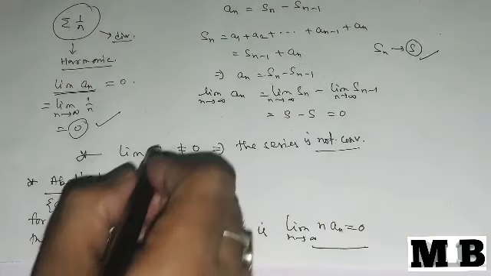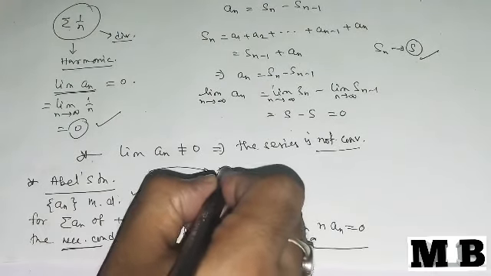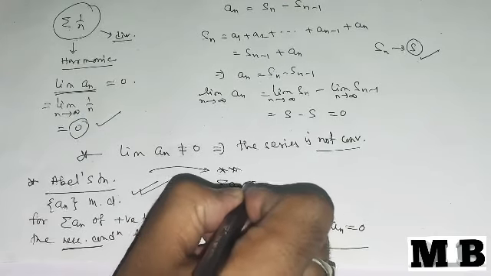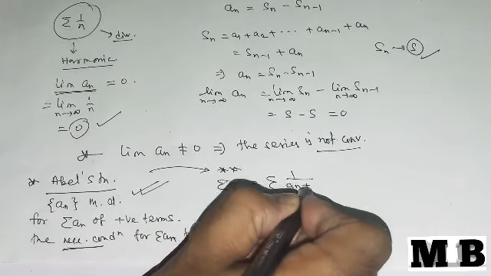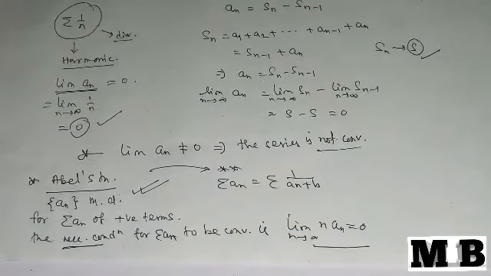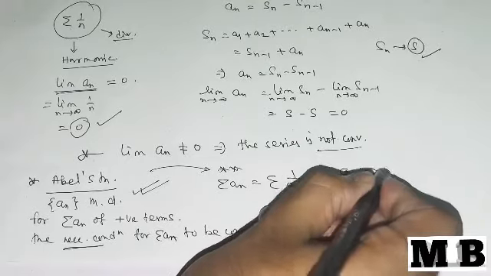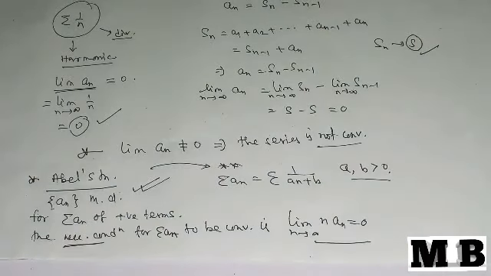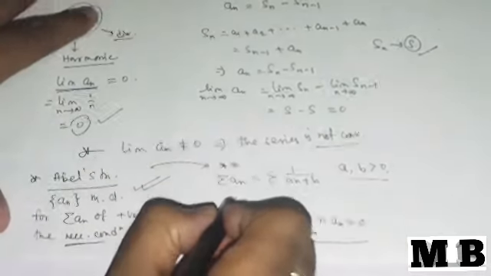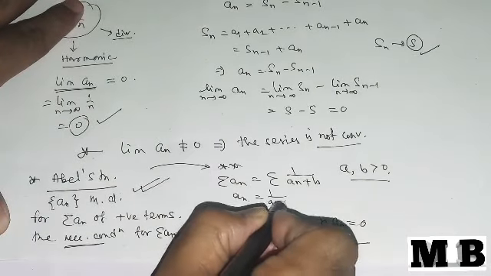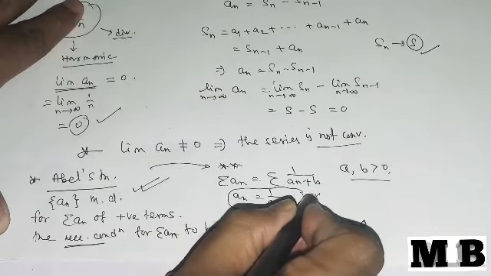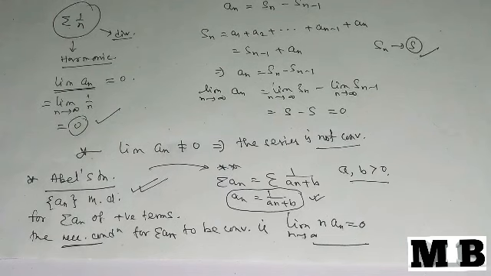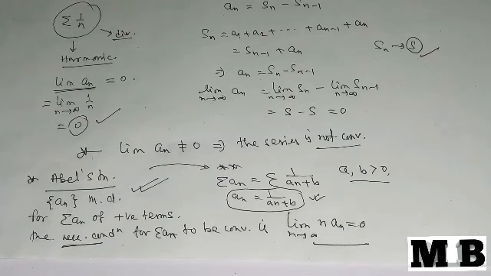For that part, I'd like to give you one counterexample here. Take the series an as 1 by (an plus b) multiplied with n into b, where a and b are greater than 0. In this case, an equals 1 by an plus b, and your duty will be to verify whether an is monotonic decreasing or not. But I am giving you that this sequence an is monotonic decreasing. And also, as a and b are greater than 0, it is a series of positive terms.